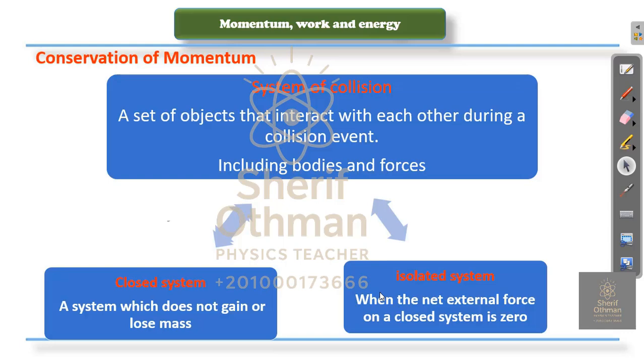What is the meaning of closed system? A closed system is a system which doesn't gain or lose mass. So the mass during the closed system is conserved. While the isolated system is when the external force on a closed system is zero, there is no change in mass or energy. So the closed system is talking about the mass only, and in the isolated system, there is no exchange between the system and the universe.